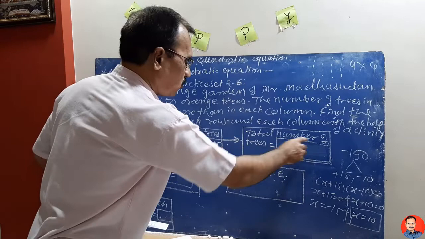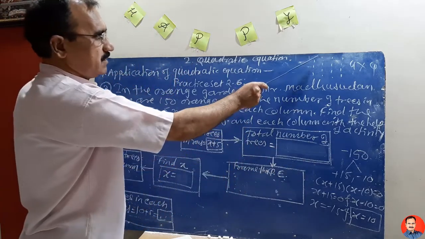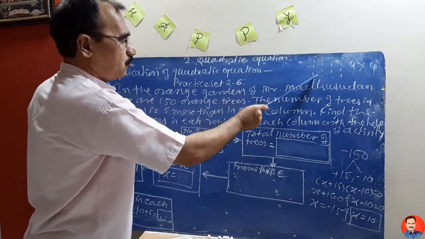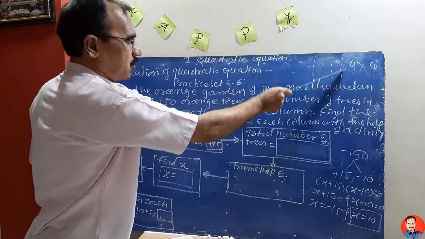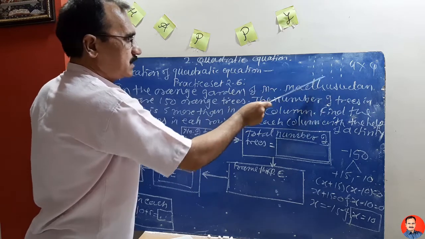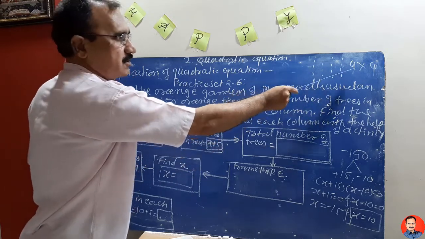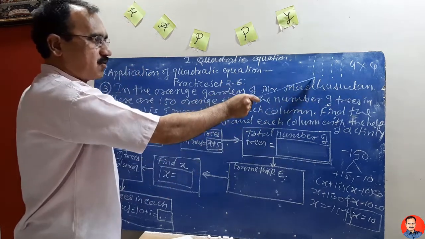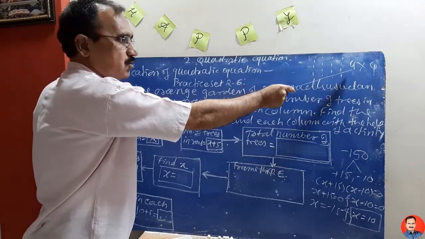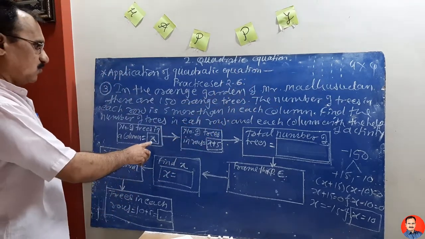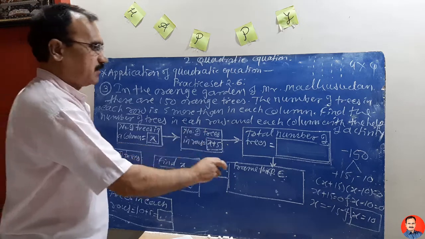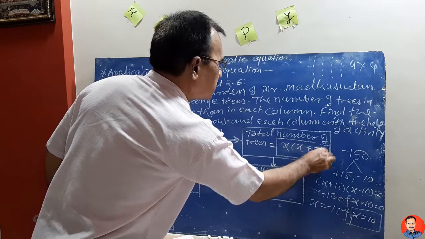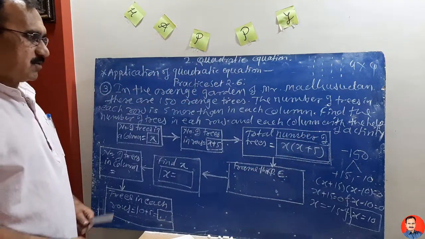Then the total number of trees. Here see 1, 2, 3, 4 and 1, 2, 3, 4. 4 columns and 4 rows. How many total trees are there? 4 into 4 means 16 trees are there. That means number of columns into number of rows. So the total number of trees is x(x + 5). Then frame the quadratic equation.